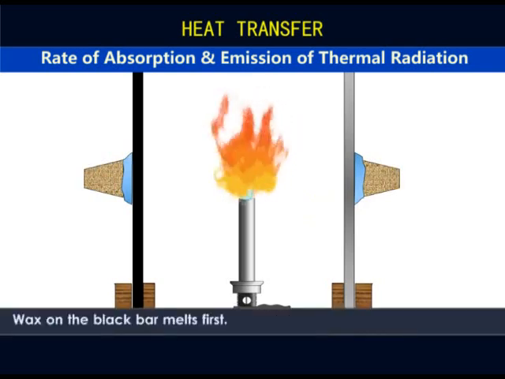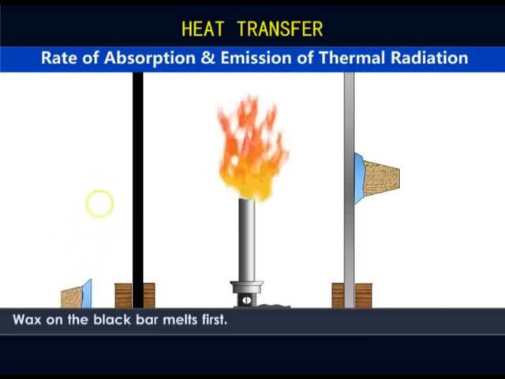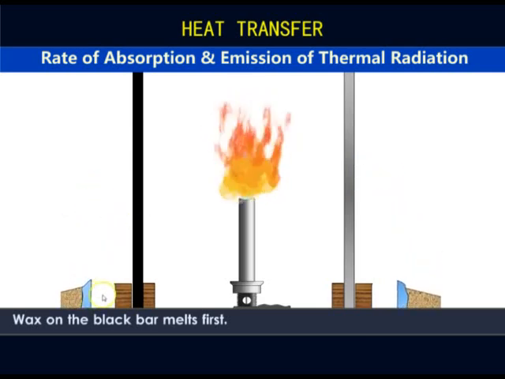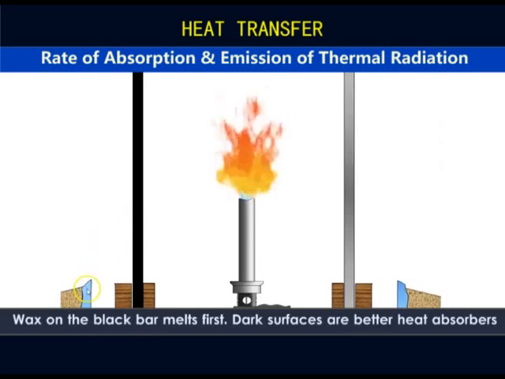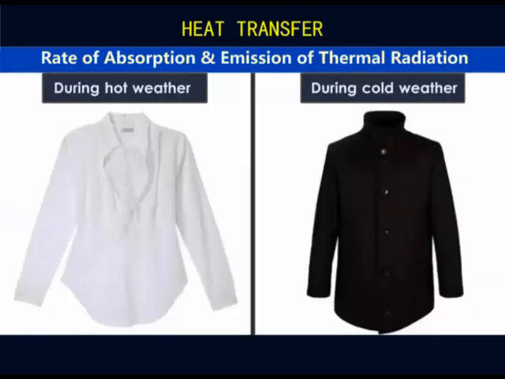You will see that the wax on the black painted bar melts fast. And that is because black or dark objects or surfaces absorb thermal radiation faster than shiny ones. This is why we wear white-colored clothes when it is hot and black-colored clothes when it is cold.